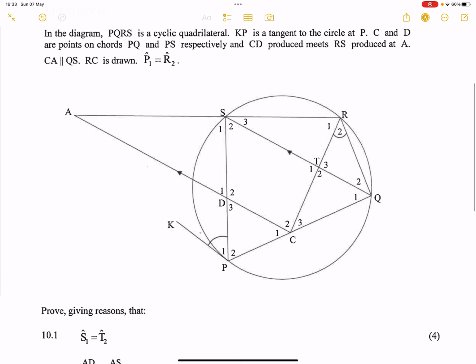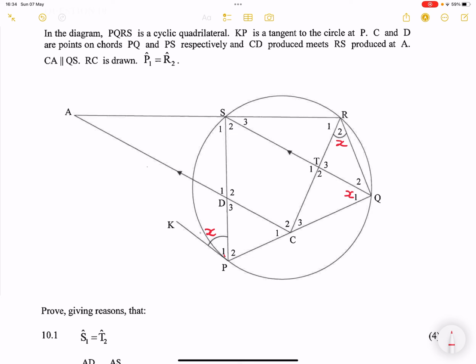Now, let's start. What I normally like to do is just name or label angles. They've already told me that these two angles, P1 and R2, are equal. So I'll start there. Let me call those angle X, and therefore this will be angle X. Now I'm going to look for any other angle that is equal to X. I can use the tan-chord theorem. It means that Q1 would also be X.